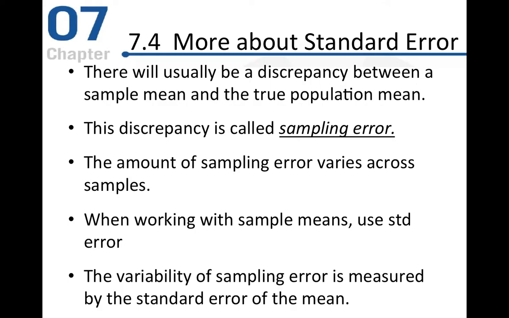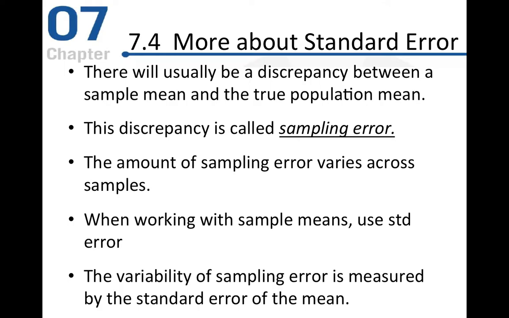Okay, so more about standard error. There will usually be a discrepancy between the sample mean and the true population mean. This discrepancy is called the sampling error. This is a conceptual thing. The amount of sampling error varies across samples. When working with sample means, we use standard error. The variability of sampling error is measured by the standard error of the mean.